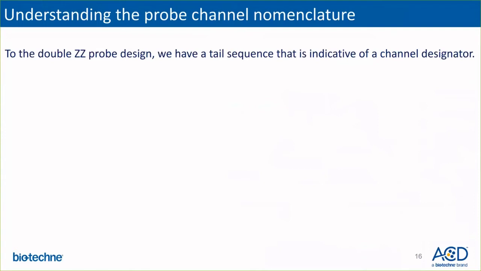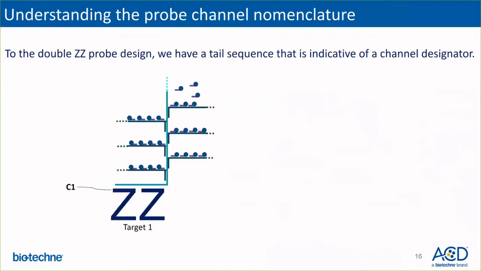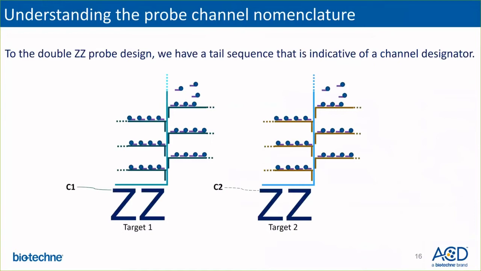In order to detect multiple mRNAs simultaneously, multiple amplification trees must be built. That being said, we must ensure specificity. Specificity is ensured by adding a unique tail sequence to the probes. This means that the double Z probe design will have a tail sequence that is indicative of a channel designator.